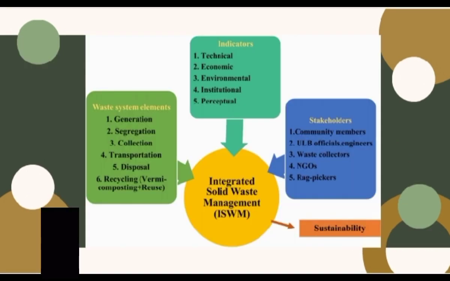Waste system elements: generation, segregation, collection, transportation, disposal, and recycling, vermicomposting, plus reuse. The indicators: technical, economic, environmental, institutional, and perceptual. The stakeholders: first, community members; second, ULB officials, engineers, waste collectors, NGOs, and the rag pickers. Sustainability.